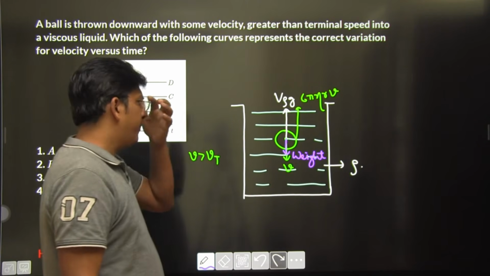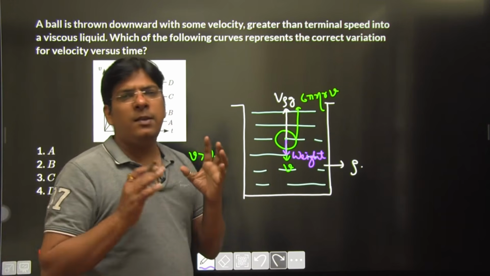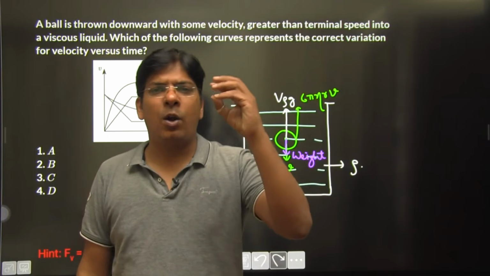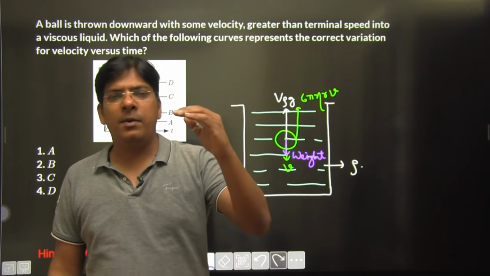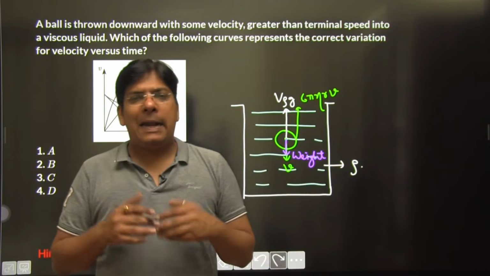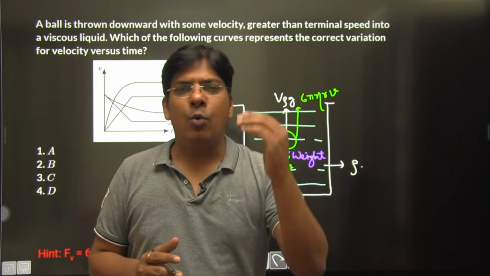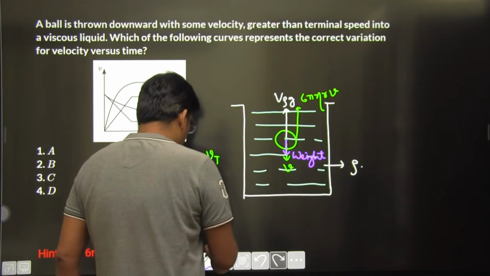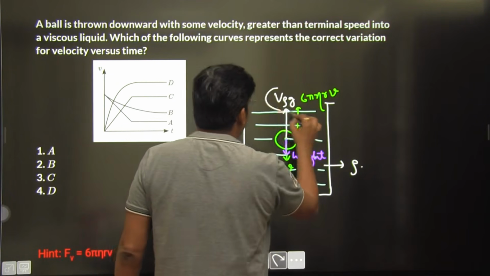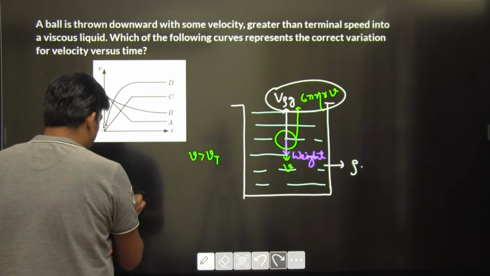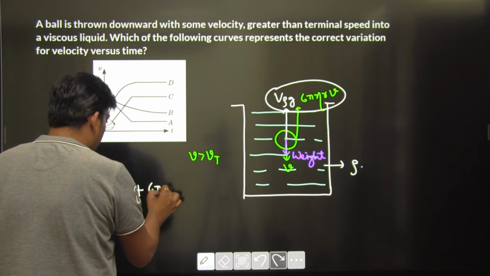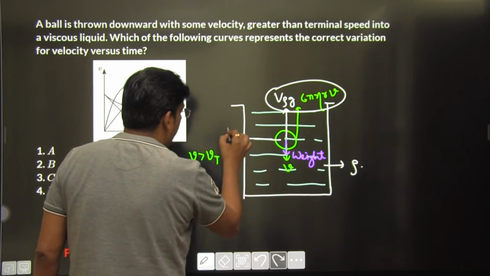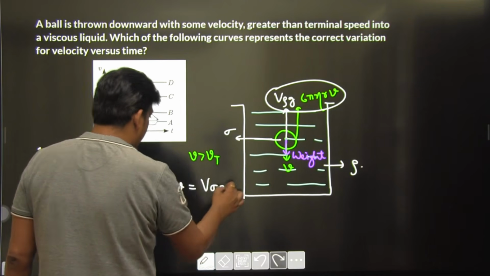Now dear students, terminal velocity is the maximum constant velocity attained by a spherical object while moving through a viscous medium, when the ball is just dropped. And when velocity is equal to terminal velocity, then these two forces, upthrust plus this Stokes force, together balance the weight, assuming the density of the ball to be sigma.